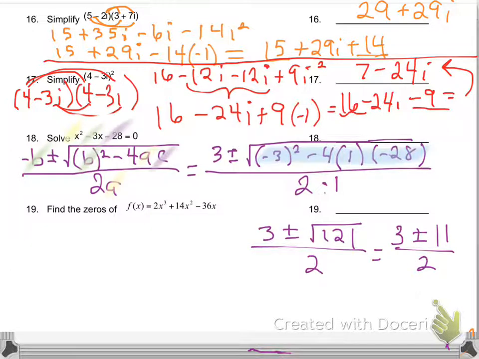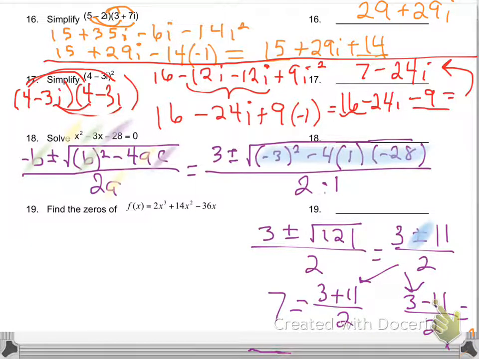Remember, this plus or minus right here tells me I have two options. I can do 3 plus 11 over 2, and I can also do 3 minus 11 over 2, which when I do the math on these, 14 over 2 is 7. 3 minus 11 is negative 8 over 2, which is negative 4, which are the same two answers we had the first time.